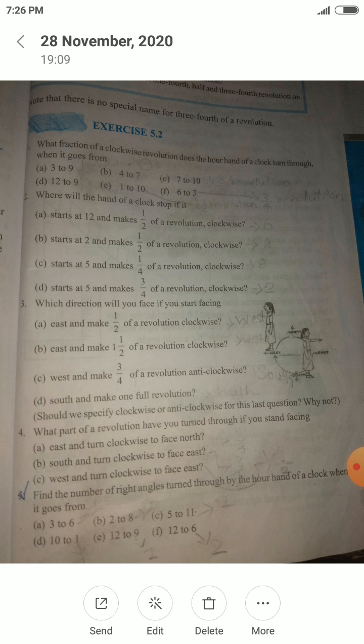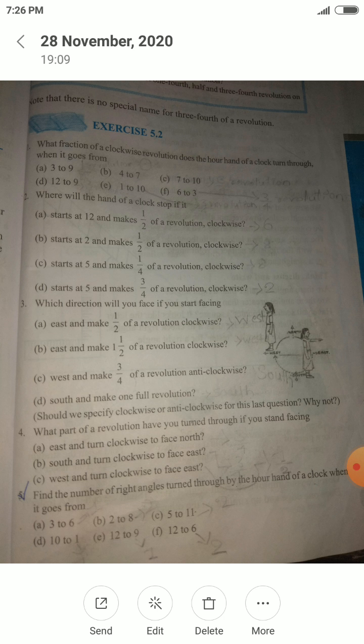12 to 9, again only 3 numbers are there. So how many right angles will you get? 3 right angles, because from 12 to 3 is 1 right angle, from 3 to 6 is 1 right angle, and 6 to 9 is another right angle. So totally 3 right angles. Question number F. 12 to 6. 12 to 6 is 2 right angles. So this much you have to study.